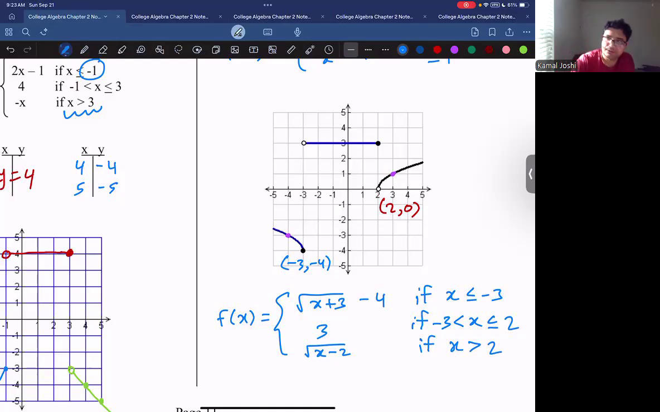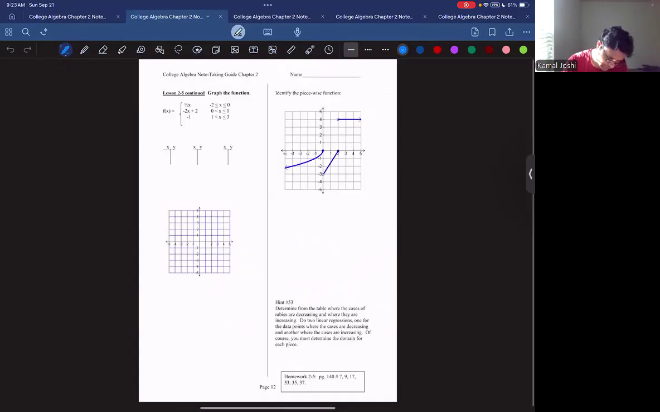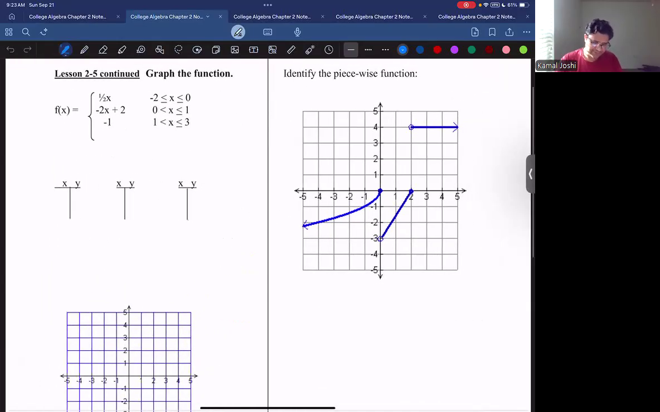Okay. Moving on to the next page. You're asked to graph this function.